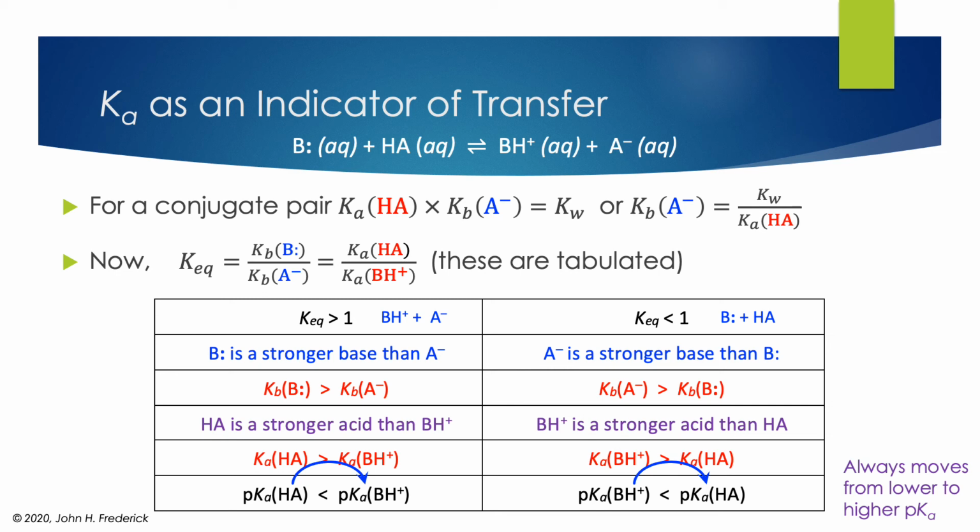So if we can remember this, that the proton always moves from the species with the lower pKa to the species with the higher pKa, all you have to do is look up those numbers in a reference table, and you'll be able to tell which direction the proton will transfer.